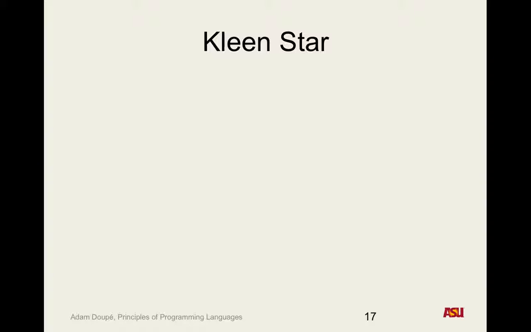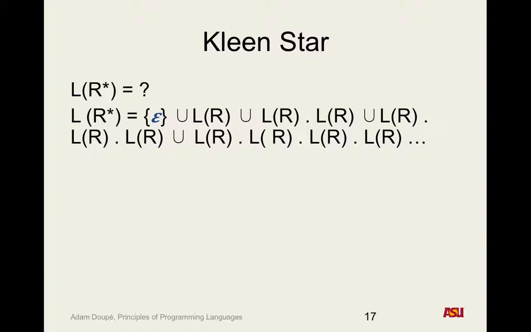Okay, the star. This operator is called the Kleene star. Actually, I don't know how to pronounce it. I'm going to say Kleene. The Kleene star. So we need to define the language described by R star. This is where the definition is going to be a little interesting. I'm going to give an example first, and then we're going to define it formally. So the language described by R star is the set containing the empty string, the set containing the string epsilon, union with the language described by the regular expression, union with the language described by the regular expression concatenated with the language described by the regular expression, union with that thing three more times, union with that thing four more times, and so on to infinity.